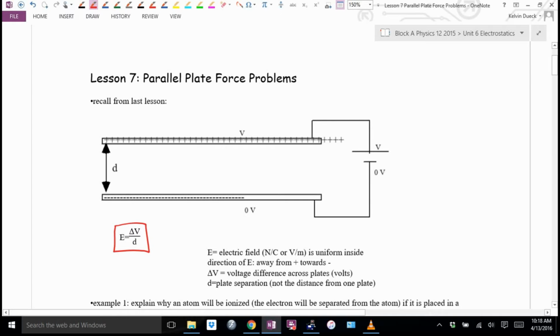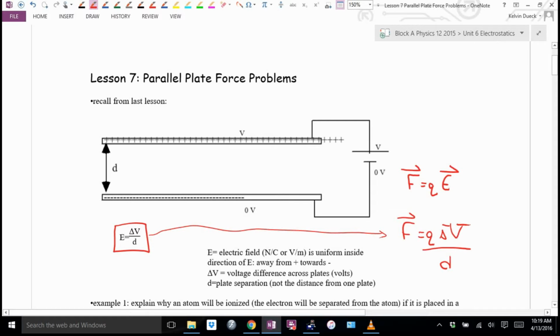Now, that also means that the force between those plates on a charge stuck between those plates is given by that. Since electric field, you know what? It means that the force is given by Q times the voltage divided by the distance between the plates. Yet another equation. All I did was substitute this in for the electric field between plates.